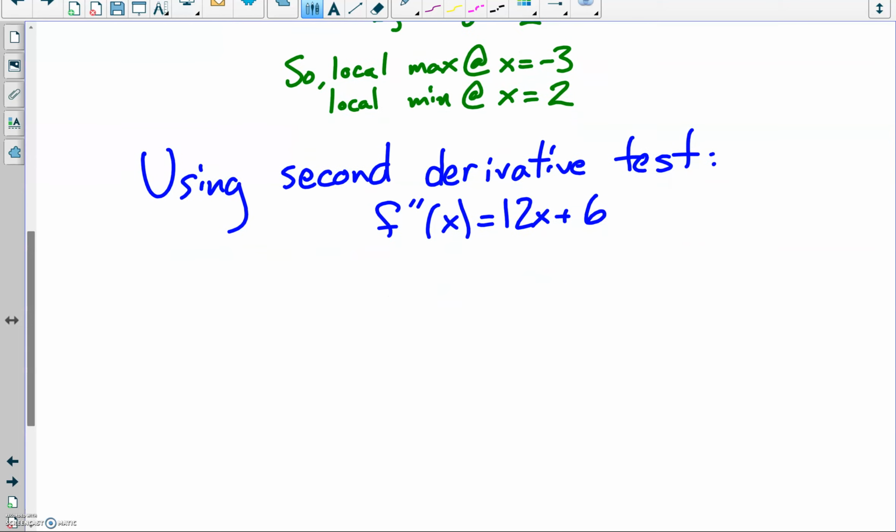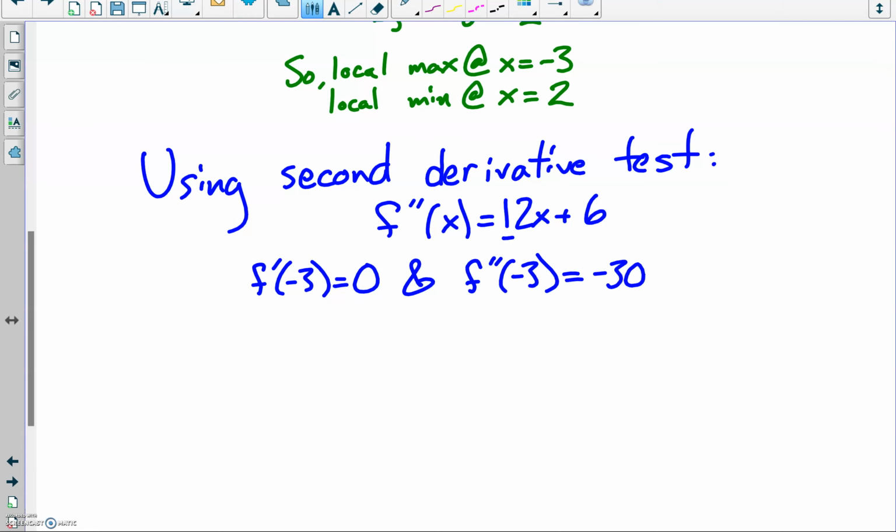Now for the second derivative test, in order to find the max and min, I know that I have my critical values already. You still have to find those. But I know that f prime of -3 was equal to 0. And f double prime of -3 is going to be equal to -30. If you plug -3 into that expression, you get -30. That is less than 0. And by the second derivative test, you have a local max.